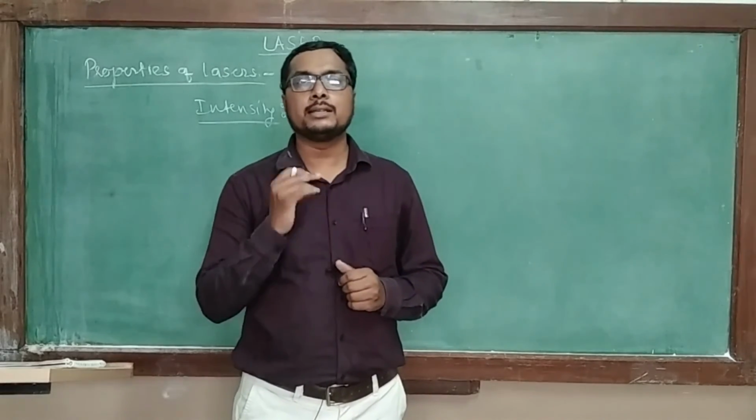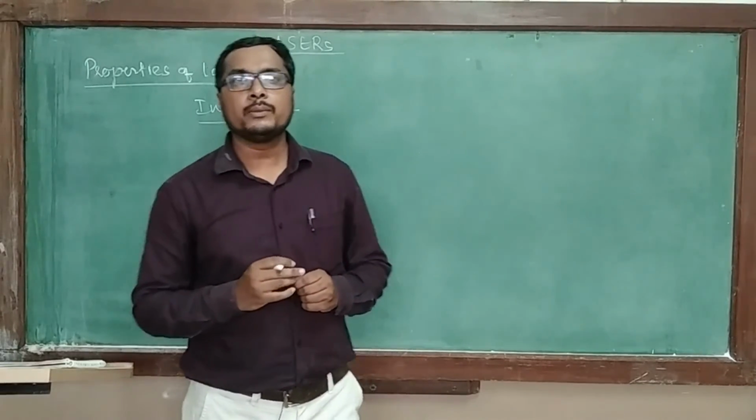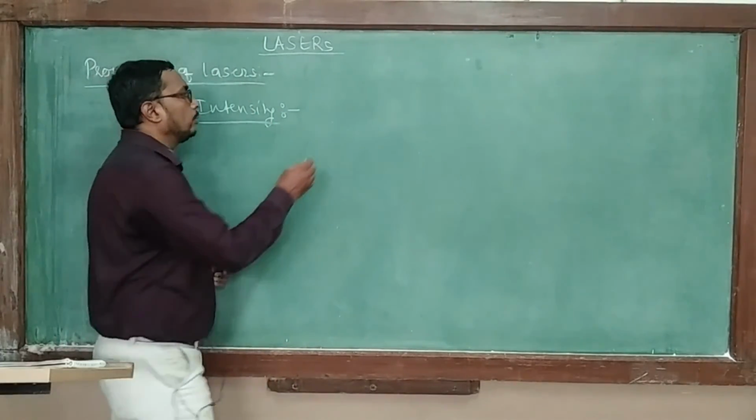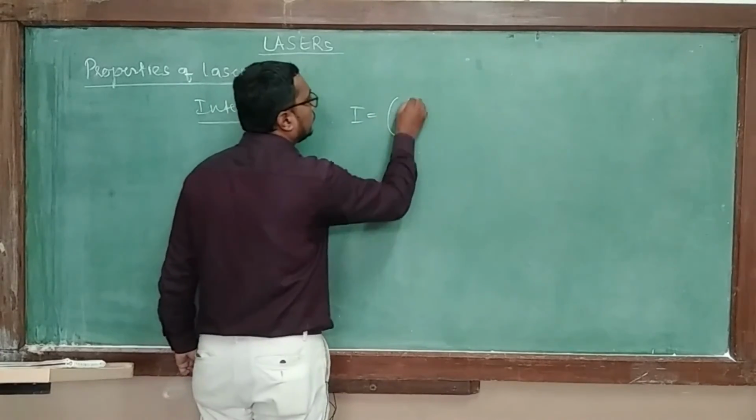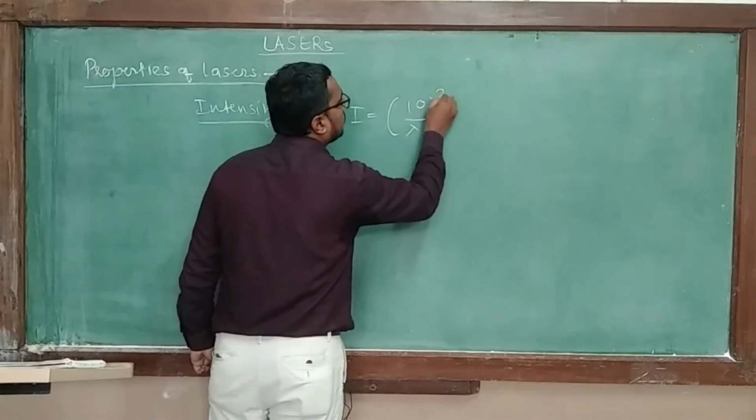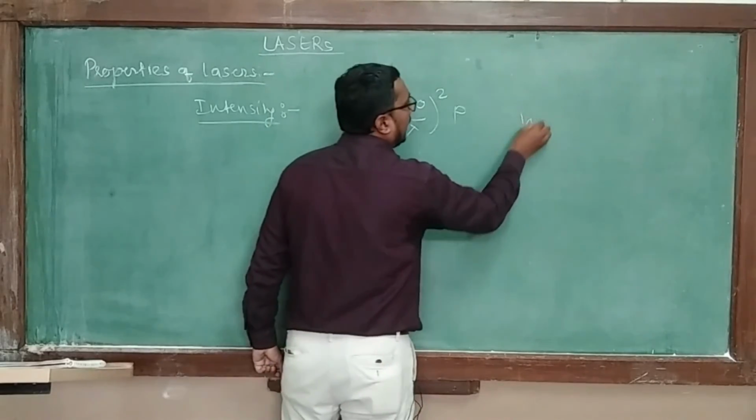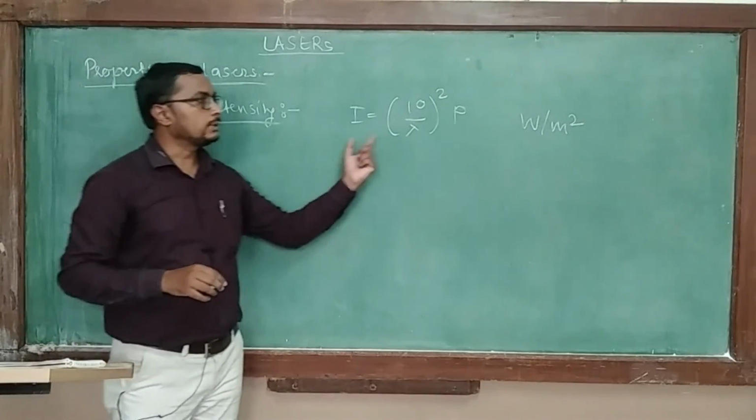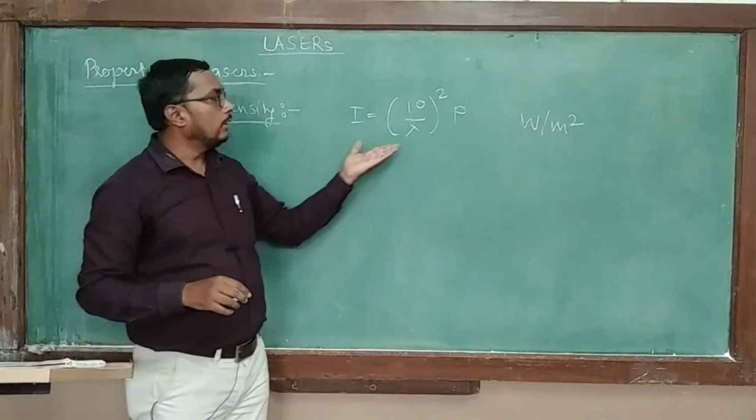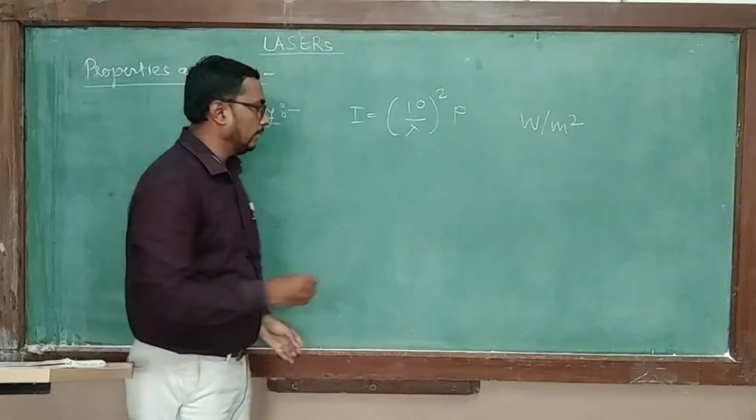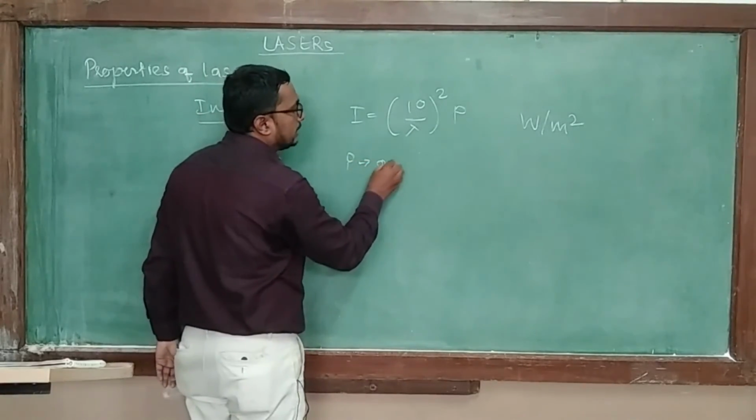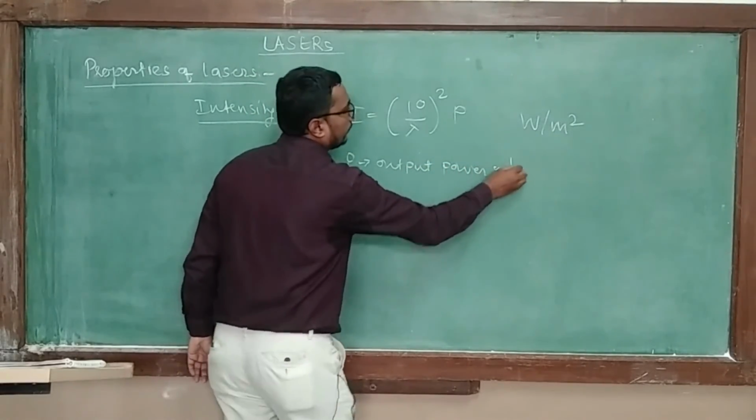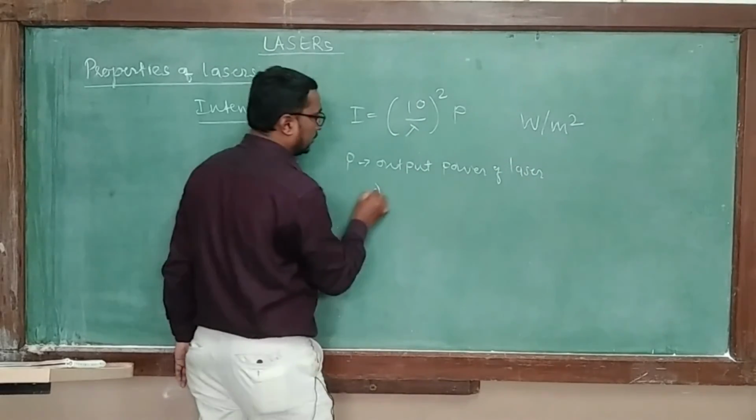has very high intensity. The intensity of the laser beam is expressed in terms of wavelength and output power as I is equal to 10 by lambda square into P watt per meter square. So the intensity is expressed in terms of the wavelength and output power, where P is the output power of the laser and lambda is the wavelength.